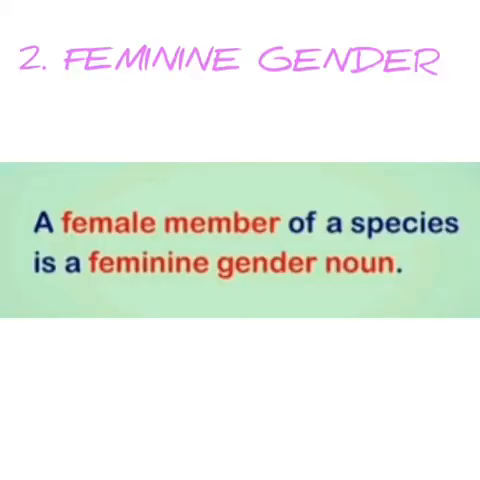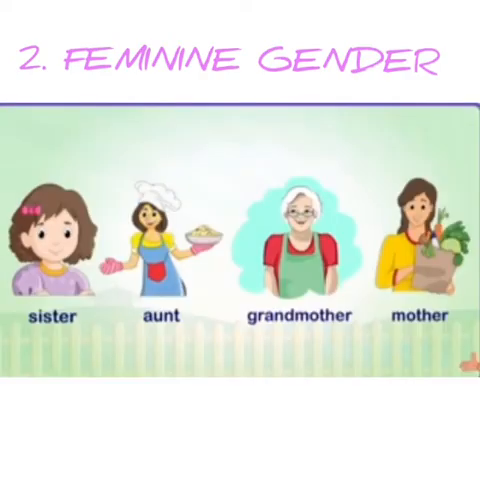Now the second one is feminine gender. A female member of a species is a feminine gender noun. For example, sister, aunt, grandmother, mother, etc.